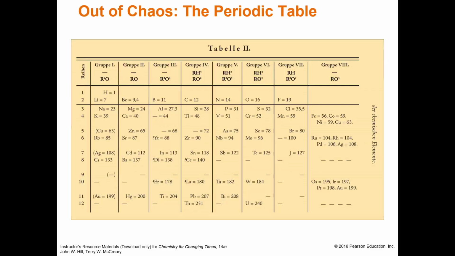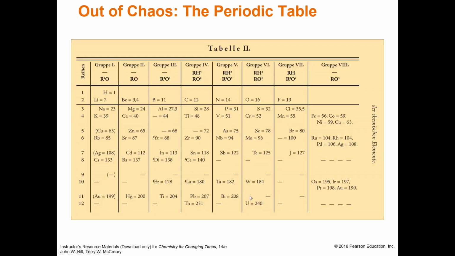Right here, this is actually his table. Dmitry Mendeleev's table, translated, of course, a little bit right here, so you can more easily understand it. But it's funny because we didn't translate it completely, and so that's why this is table and gruppe 1, gruppe 2. Anyways, he arranged this in increasing atomic mass.